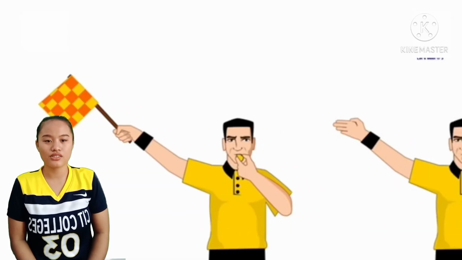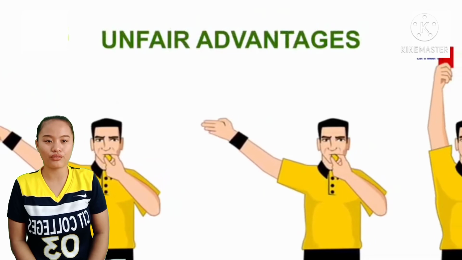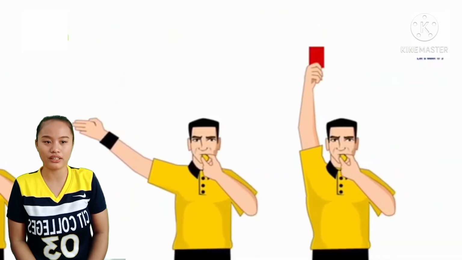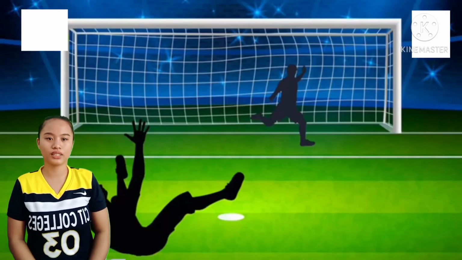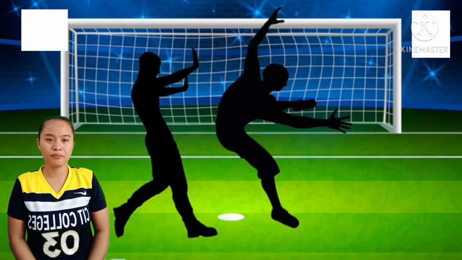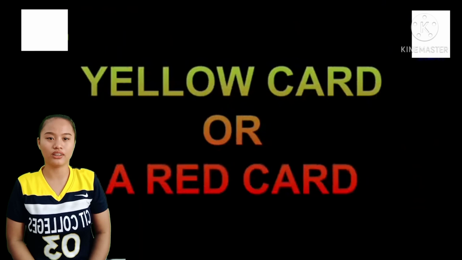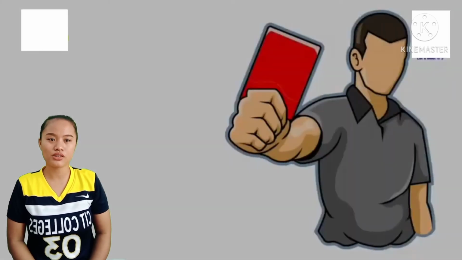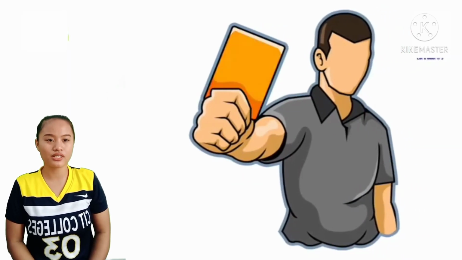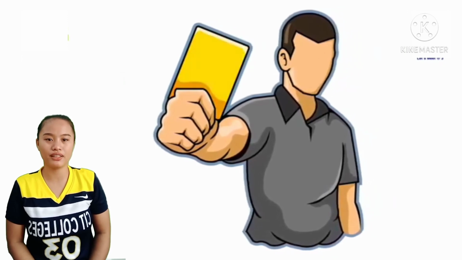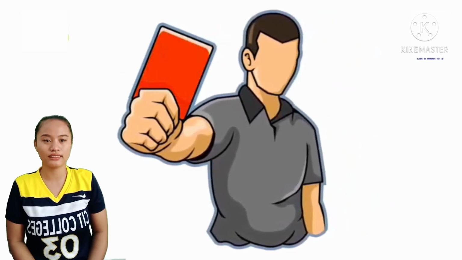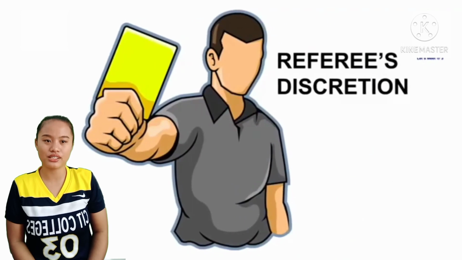Soccer foul. A soccer foul can be any number of unfair advantages taken by a player that are called by the referee. These include tripping, pushing, and touching the ball with the hand. Yellow card or red card. For fouls committed, a player could receive a yellow or red card depending on the severity of the foul. This comes down to referee discretion.